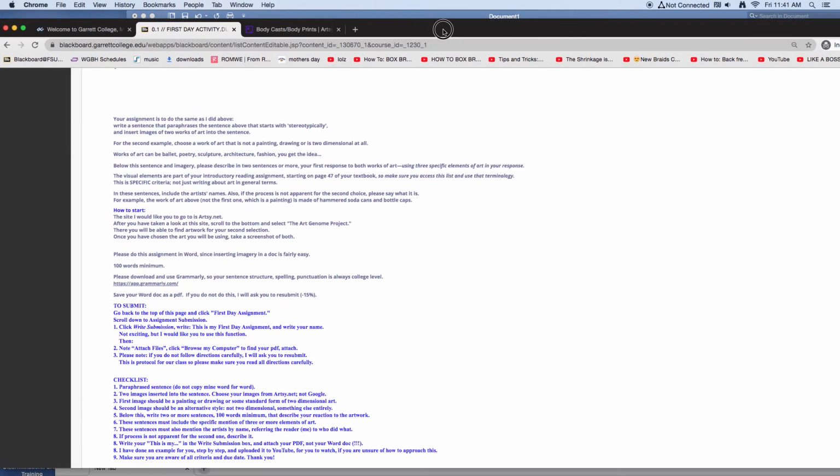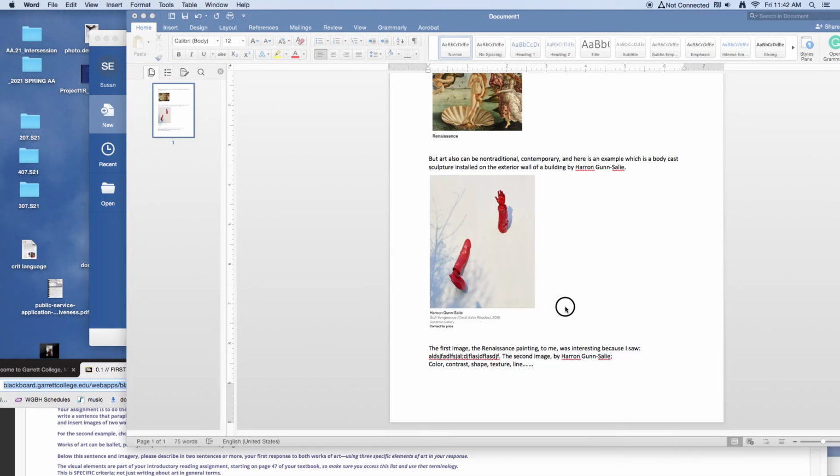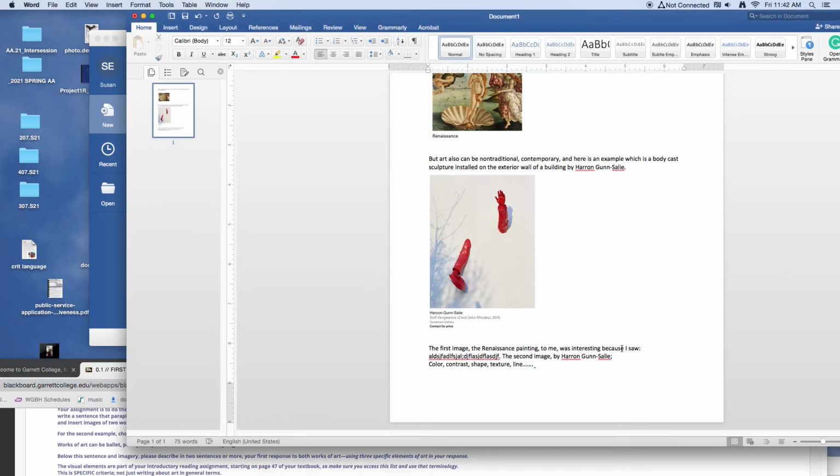Now, I also have a checklist. Paraphrase your sentence. 2 images inserted. One is standard, one is alternative. Alternative is not two-dimensional. Write 2 or more sentences that describe your reaction to the work. Well, I didn't really say my reaction, did I? The second image was, it's kind of surprising, right? It's like, wow. So what is your reaction? Astonishment?